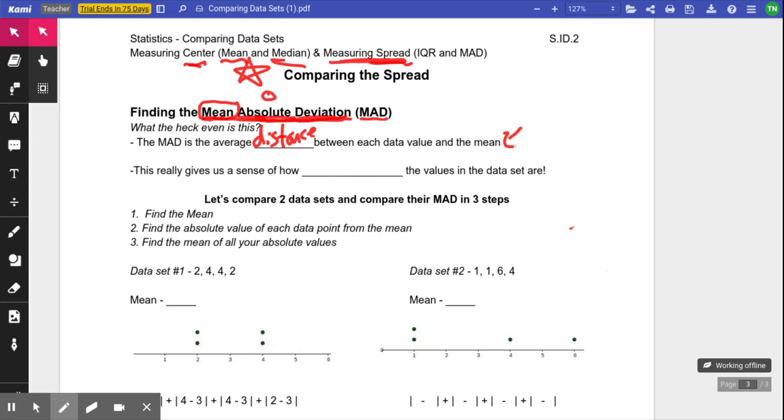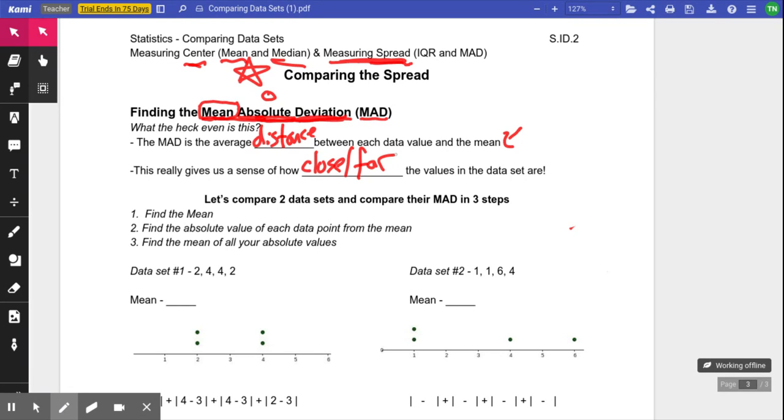So that's something we know how to do. You add up all the data points and you divide by how many data points there are. We're going to see that in an example in a minute. It says this really gives us a sense of how close or far the values in a data set are. Are they close together, or are they far apart?